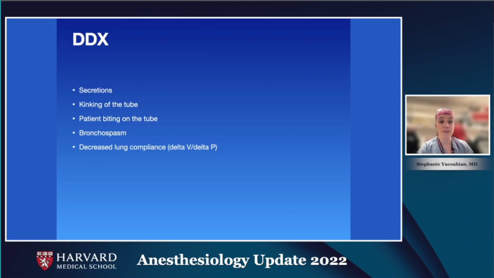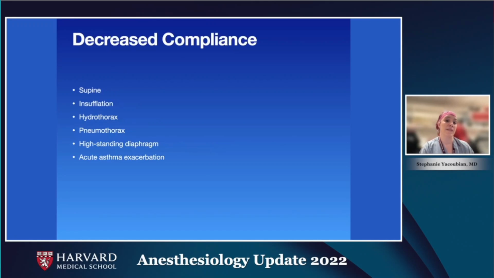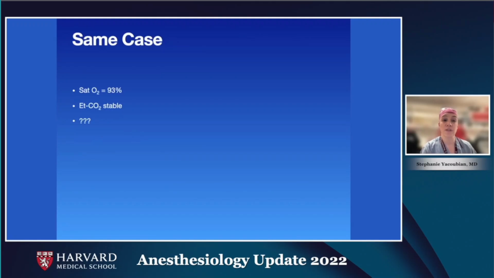Bronchospasm. And there are also scenarios that lead to decreased lung compliance, especially in the patient having laparoscopic surgery. It could be the insufflation that's leading to decreased compliance due to atelectasis and so on. It could be pneumothorax. It could be that the diaphragm is now really pressing on the lungs and causing decreased compliance. It could be an asthma exacerbation. So the differential is quite long, and it's important to really work towards one of these scenarios in order to understand why your patient saturation drops.